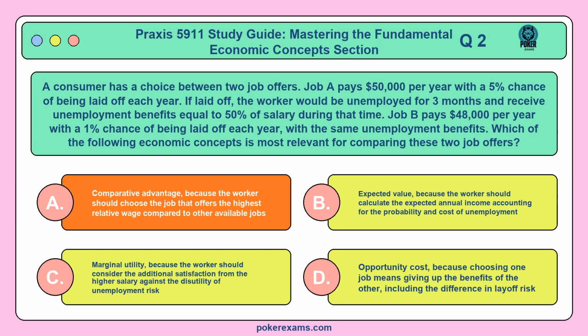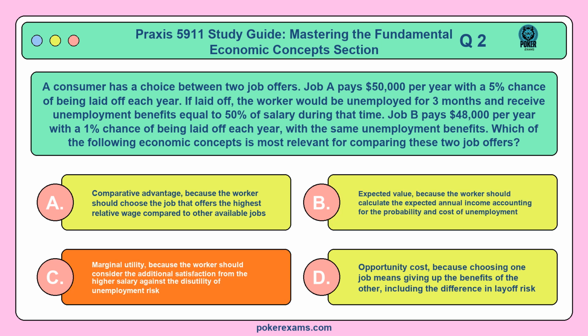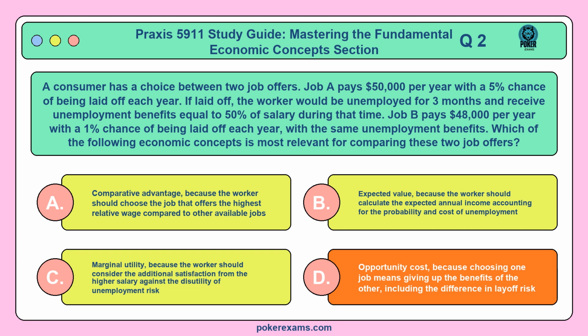Is it Option A. Comparative advantage, because the worker should choose the job that offers the highest relative wage compared to other available jobs. B. Expected value, because the worker should calculate the expected annual income, accounting for the probability and cost of unemployment. C. Marginal utility, because the worker should consider the additional satisfaction from the higher salary against the disutility of unemployment risk. Or D. Opportunity cost, because choosing one job means giving up the benefits of the other, including the difference in layoff risk.